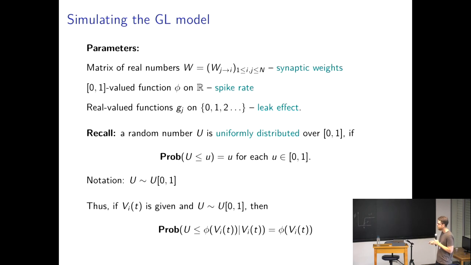So in particular, what we use, in fact, is: if V_i(t) is given, and I ask what is the probability of my uniform random number being at most phi of V_i(t), it's exactly phi of V_i(t). So essentially, this is the most important thing for the code.